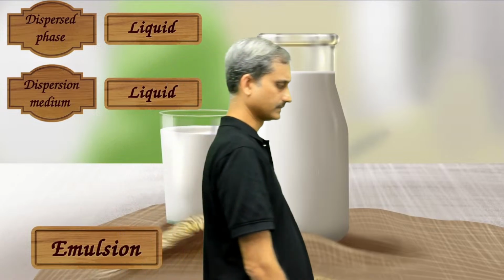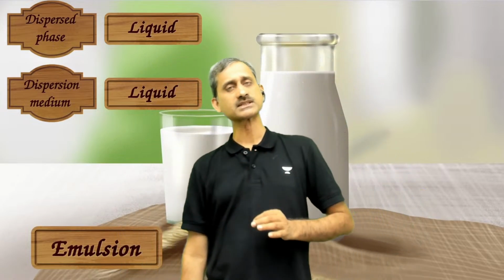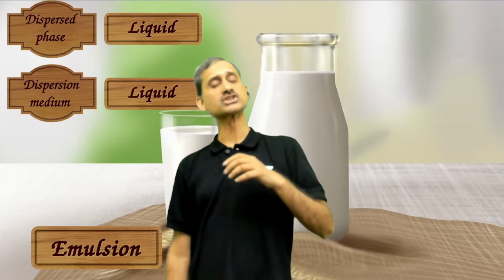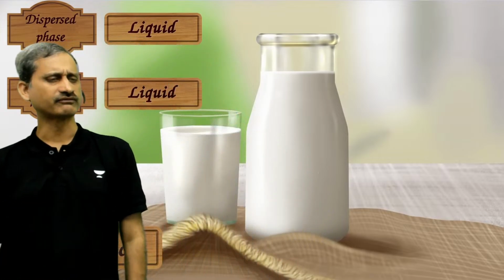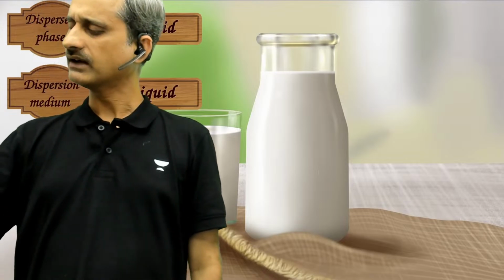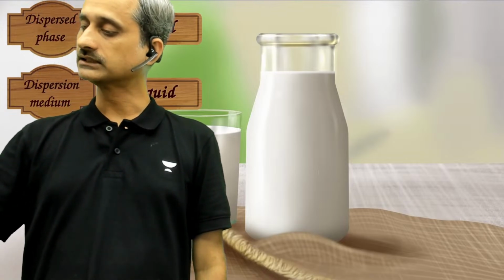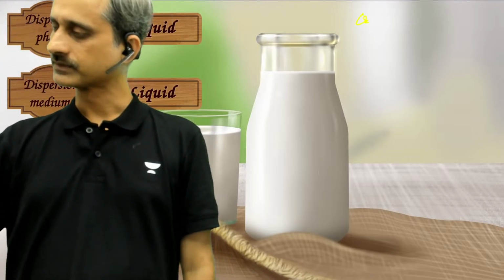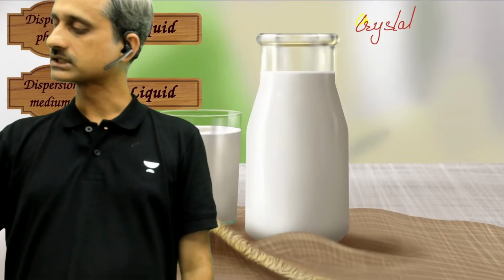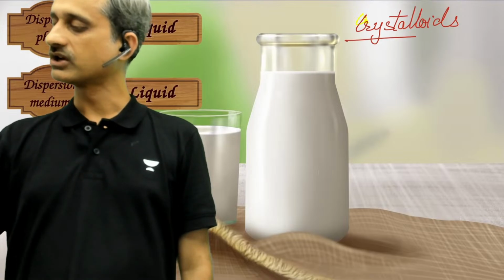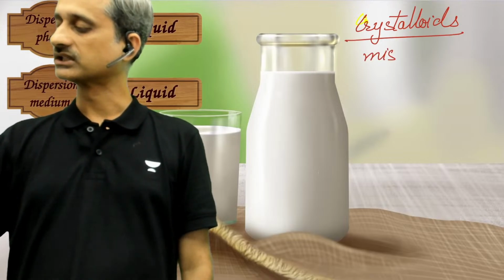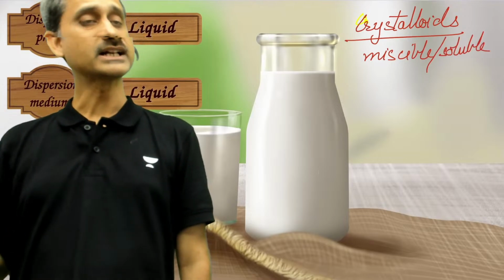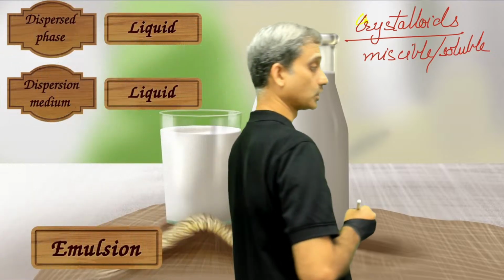One thing you need to understand is that colloids are formed by substances which are not actually soluble or miscible with each other. If the substances are soluble with each other, they are not called colloids. They are referred to as crystalloids. So we have the classification: one is called colloids and another is called crystalloids. Crystalloids are the substances which are miscible with each other, or you may term it soluble. Colloids are the substances which are sparingly soluble or which are not miscible with each other.